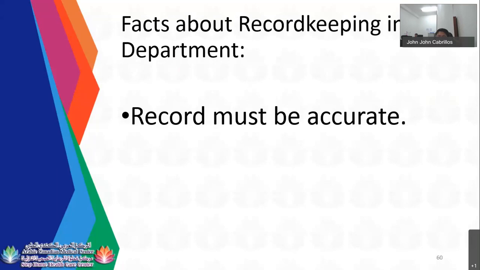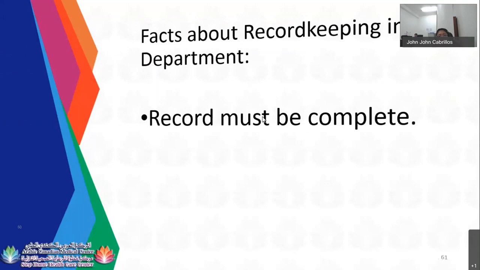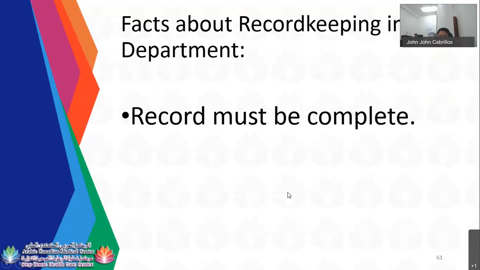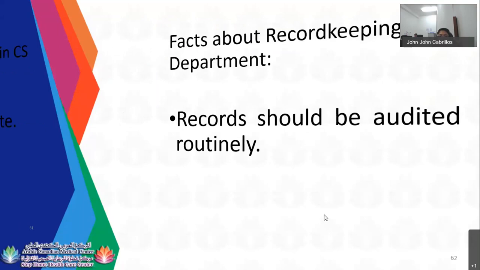You need to repeat 2 times for biological indicator, a total of 3, okay, to check if there's really a problem with your sterilization method or your autoclave. So by doing the 3, then you need to recall. So it should be accurate and do some action. So record must be complete. So record should be audited routinely.